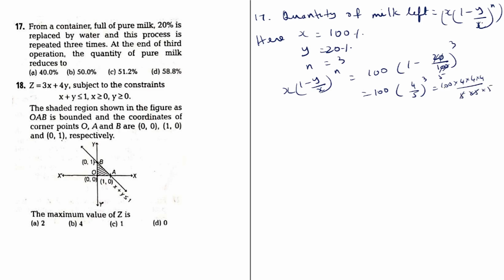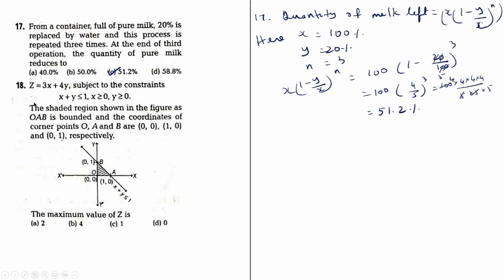So here 5 into 5, 25, 25 into 25 will go in 100 4 times. So this, when we simplify, we get it as 51.2%. So the correct option is option C, 51.2%. Moving on to the next question.